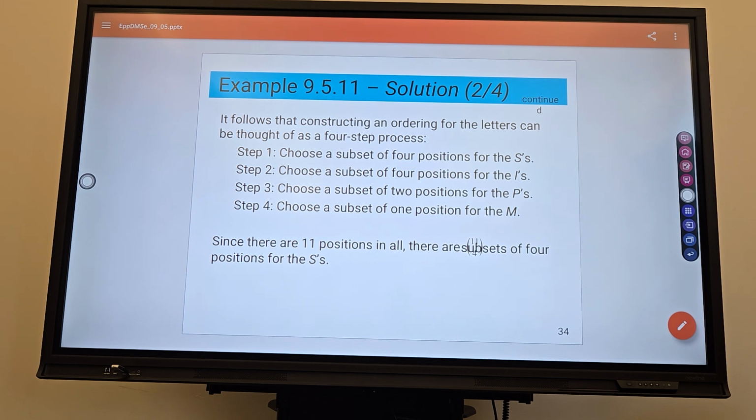Choose a subset of 4 positions for the S's. Choose a subset of 4 positions for the I's. Choose a subset of positions for the 2 P's. And choose a subset of one position for the M. Since there are 11 positions in all, there are 11 choose 4 subsets of 4 positions for the S's.